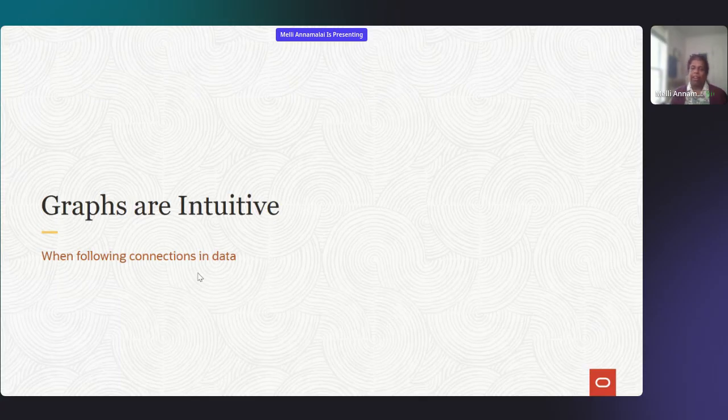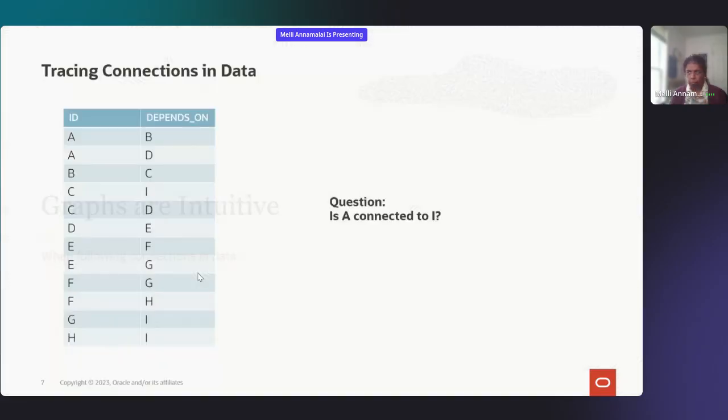So here are the slides I used to explain to my colleagues on the relational database side why graphs are intuitive. I decided to include them here as well because I think it really makes sense and really highlights the things that you can do with graphs. So in the standard table model, or relational model, we have columns and rows. So when you ask a question such as, is A connected to F?